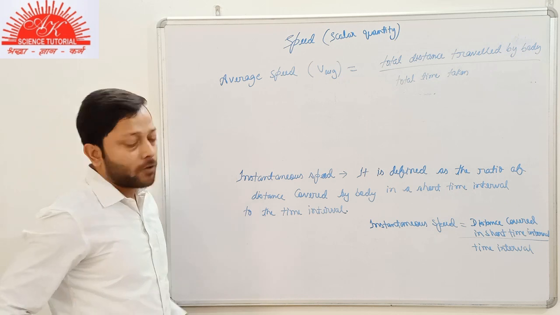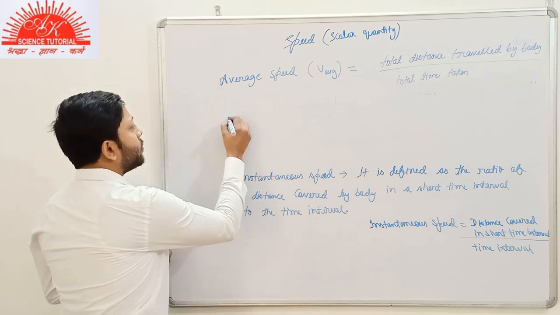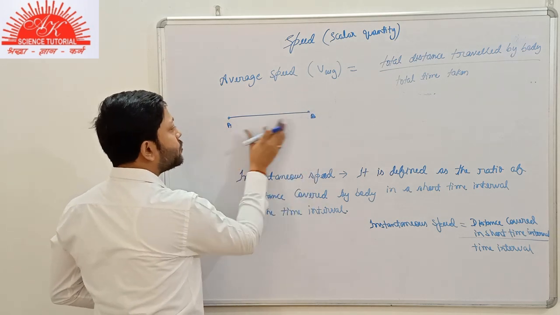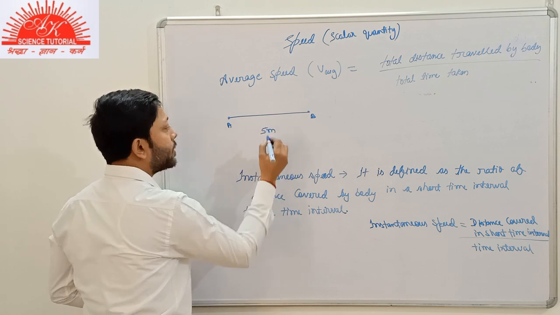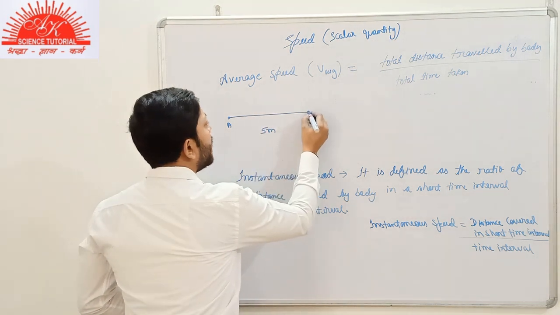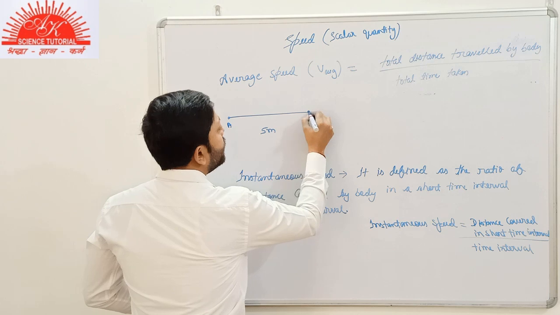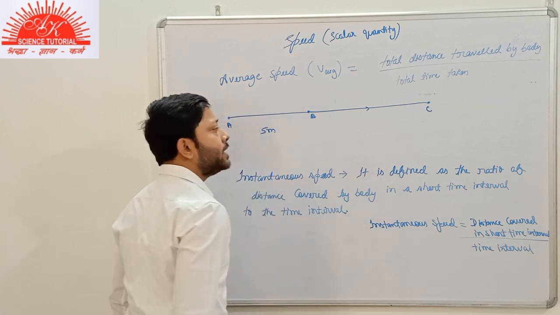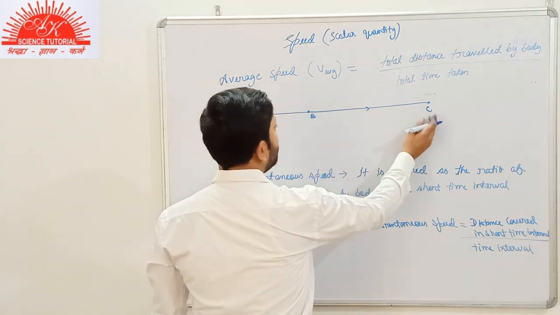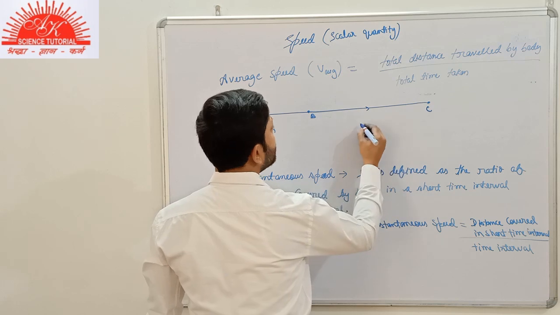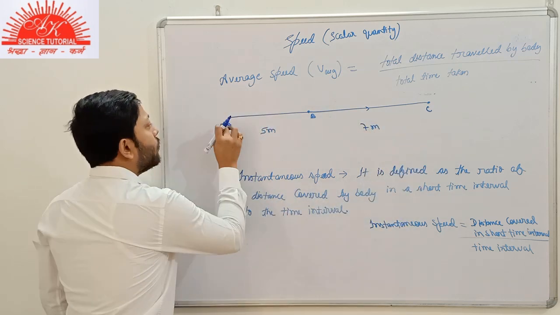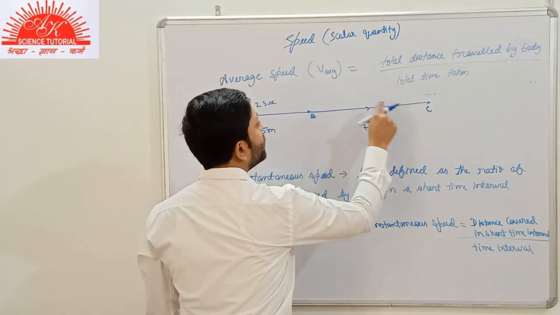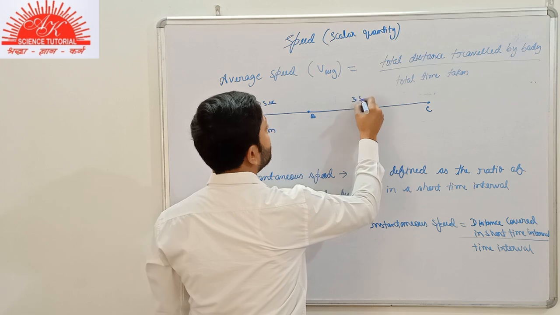I'll give you a simple example for it. Suppose I start from a point A and move to a point B, and the distance between these two points is 5 meters. Again, I start from this point and move to a point C, and the length between these two points is 7 meters. When I move from A to B, I take a time of 2 seconds. And when I move from B to C, I take a time of 3 seconds.